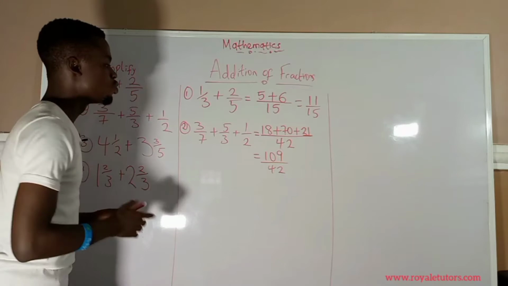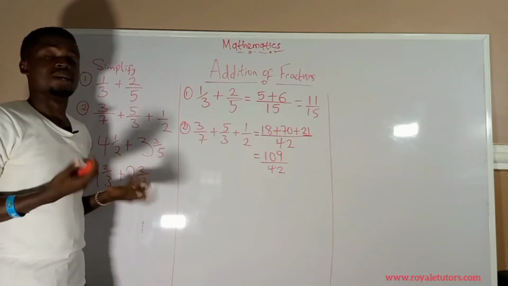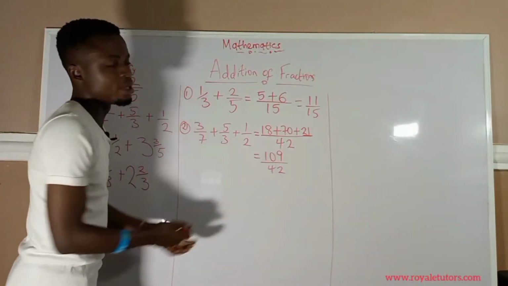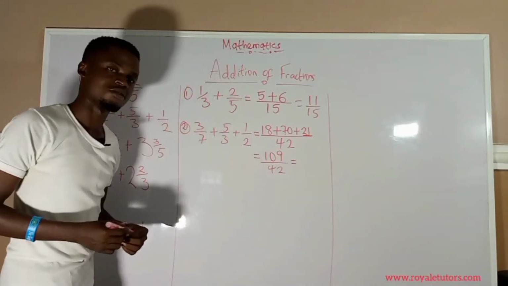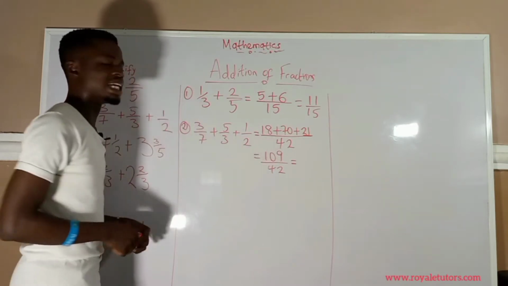109 divided by 42. This is an improper fraction. And remember I told you that mathematics is all about beauty, so we want to make it beautiful. What do we do? We change it to a mixed fraction. How do you change an improper fraction to a mixed fraction? You ask yourself, how many times can 42 divide 109?